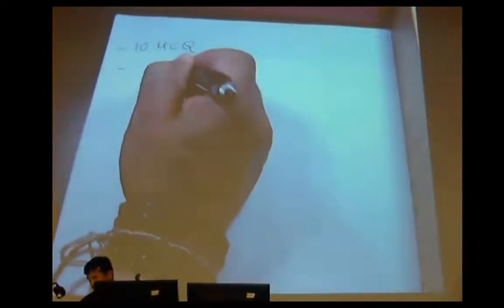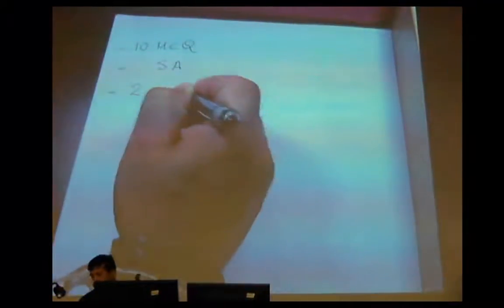we'll keep working on that, but essentially what you are going to have is a very easy exam that will comprise 10 multiple choice questions. To be honest, I don't remember, but there will be a number of short answer questions. I don't remember how many there are. I think there are 4 or 5. And you will have 2 long answer questions.